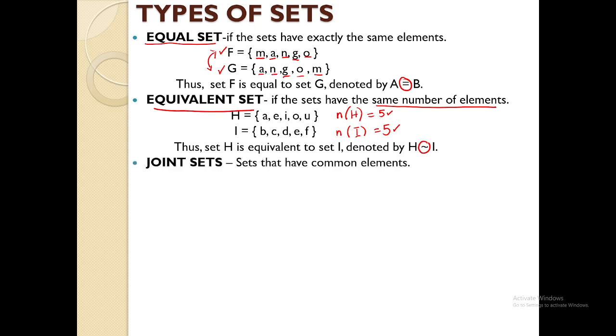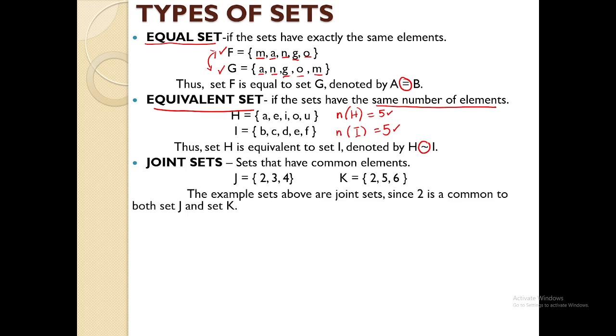Next, joint sets. Sets that have something in common. Sets that have common elements. Example, what is common between J and K? 2. Number 2, sir. Oh, number 2 is common, so J and K are joint sets, because they have a common number.